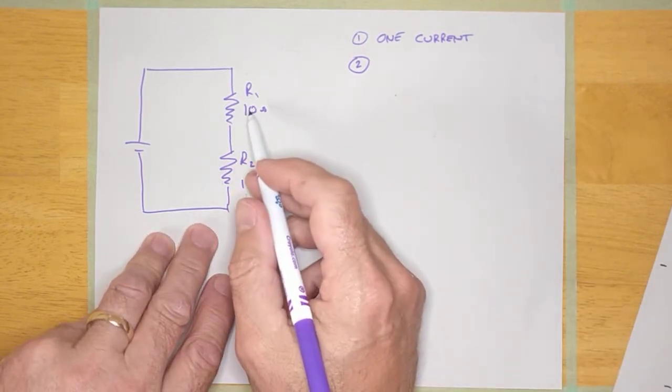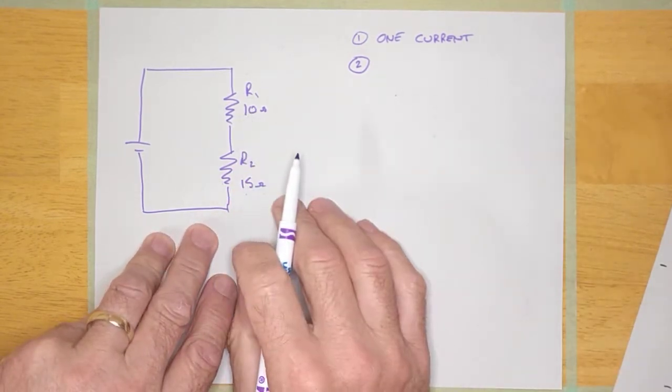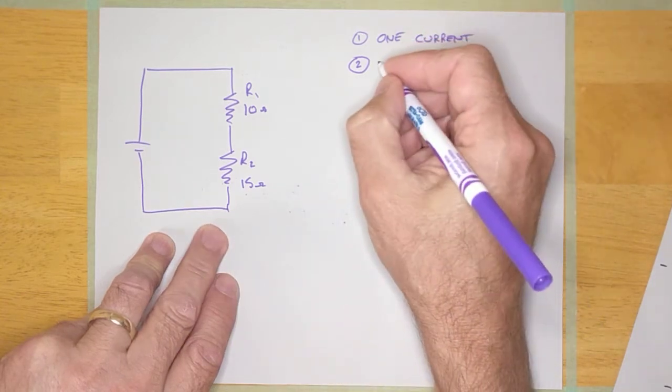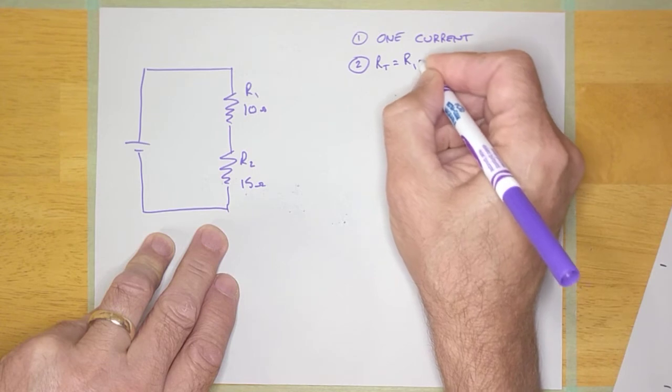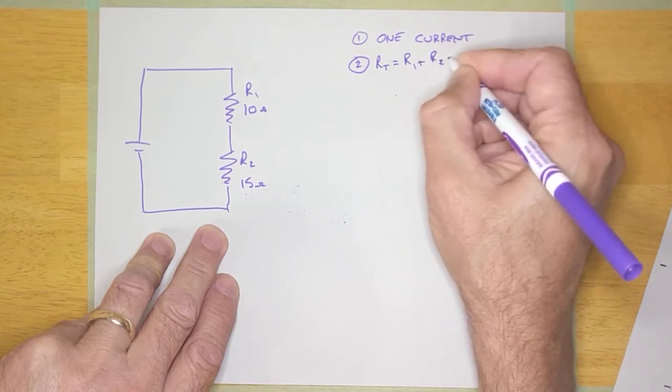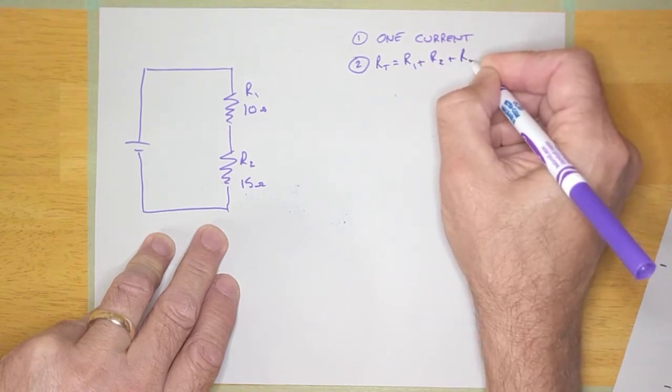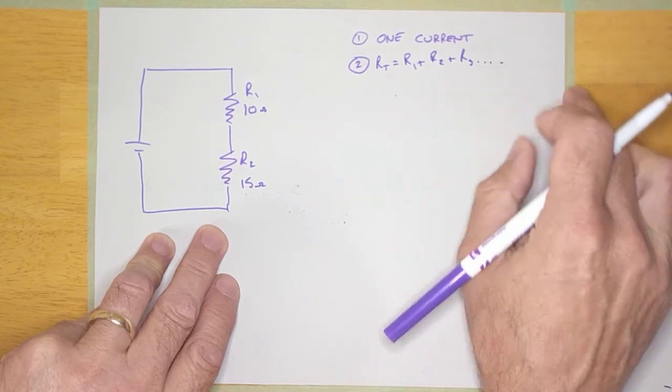The second rule, guys, for series circuits, well, it's this one right here, right? RT is equal to R1 plus R2 plus R3 if there was 3, and more. You can keep adding to that.